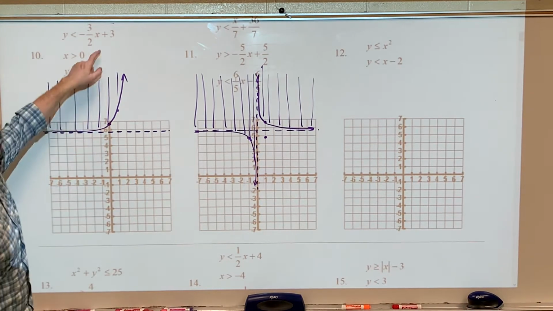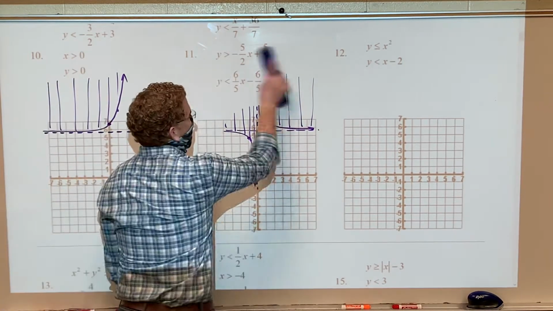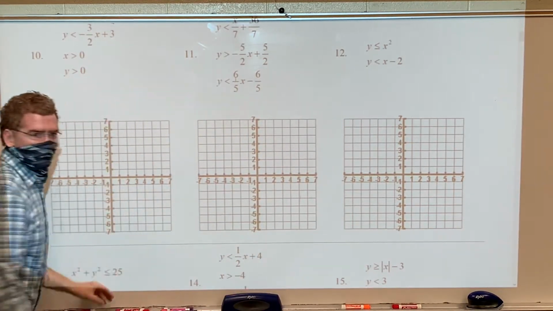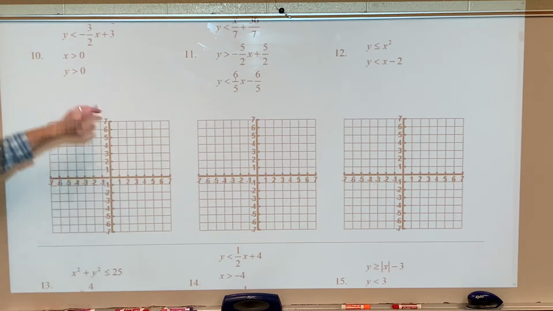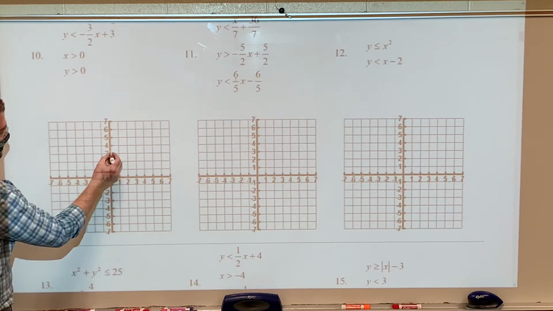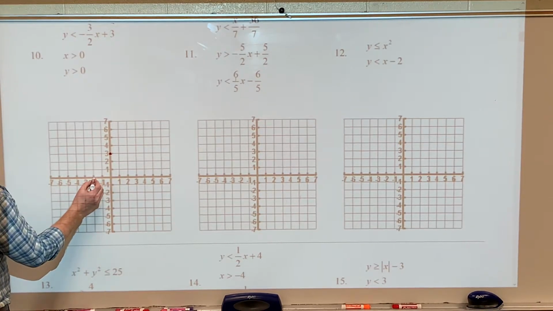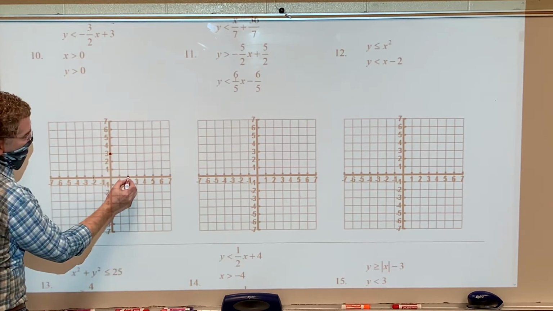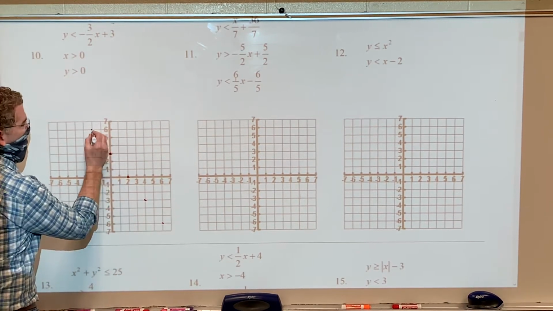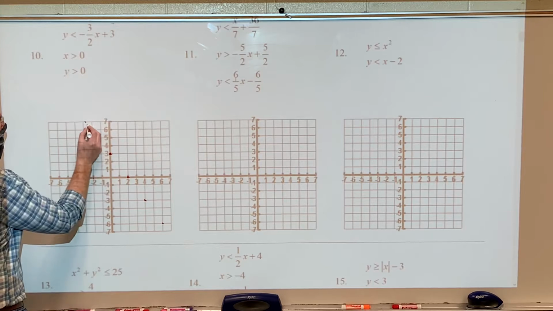So let's start taking a look at that. Look at number 10. And I'm going to try to go more quickly here, now that I think you're probably a little bored with this. So real quickly, how would I graph that? Up 3, down 3, right 2, down 3, right 2, or up 3, over 2, and a dotted line.